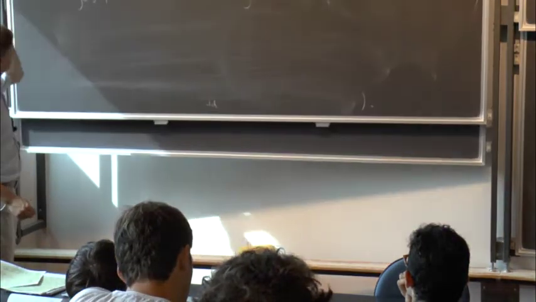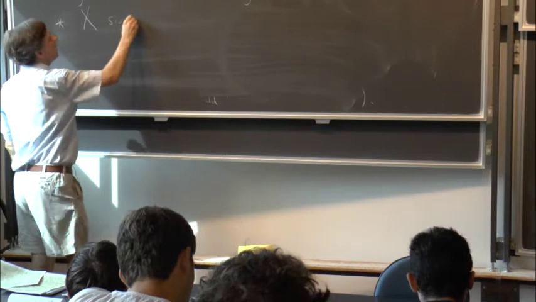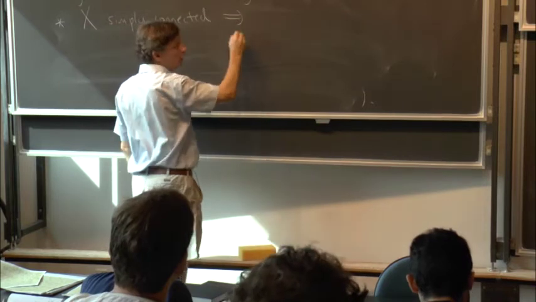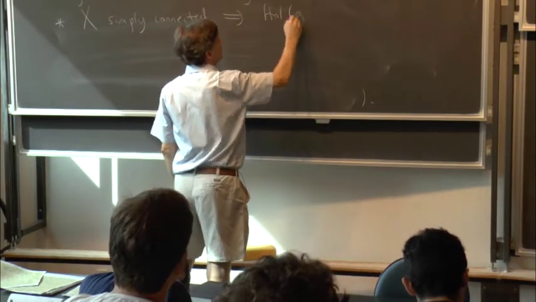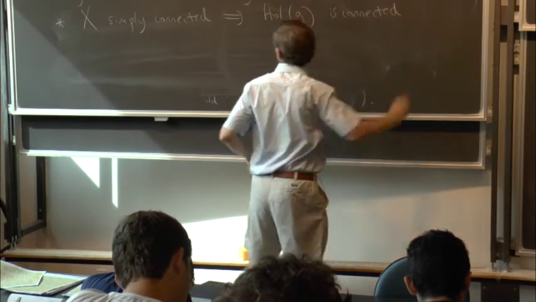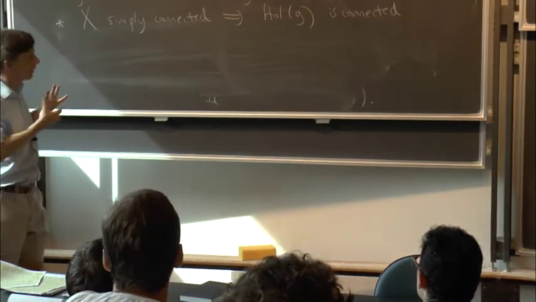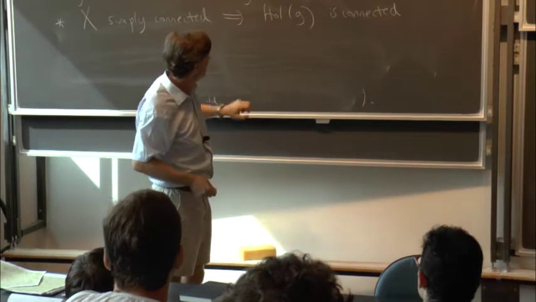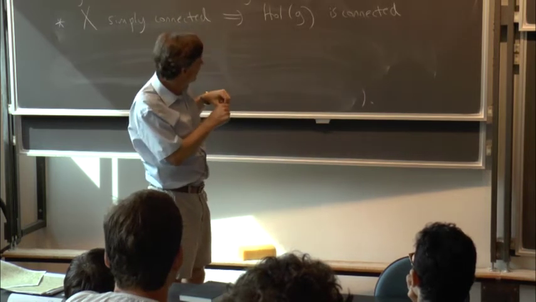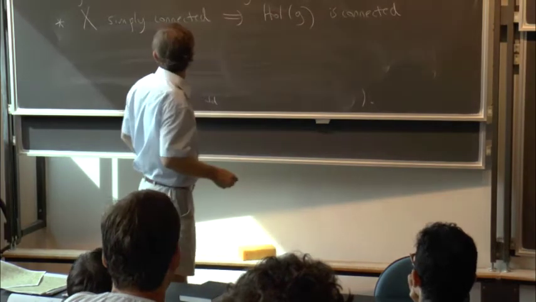Okay, so firstly, X simply connected implies Hol(g) is connected. Because if X is simply connected, then every loop in X can be contracted to a point. If you think about what that means, the parallel transports are along those loops. It means every point in the holonomy group can be connected to the identity, which is the parallel transport around the constant path, by a path in Hol(g). So Hol(g) is path connected.